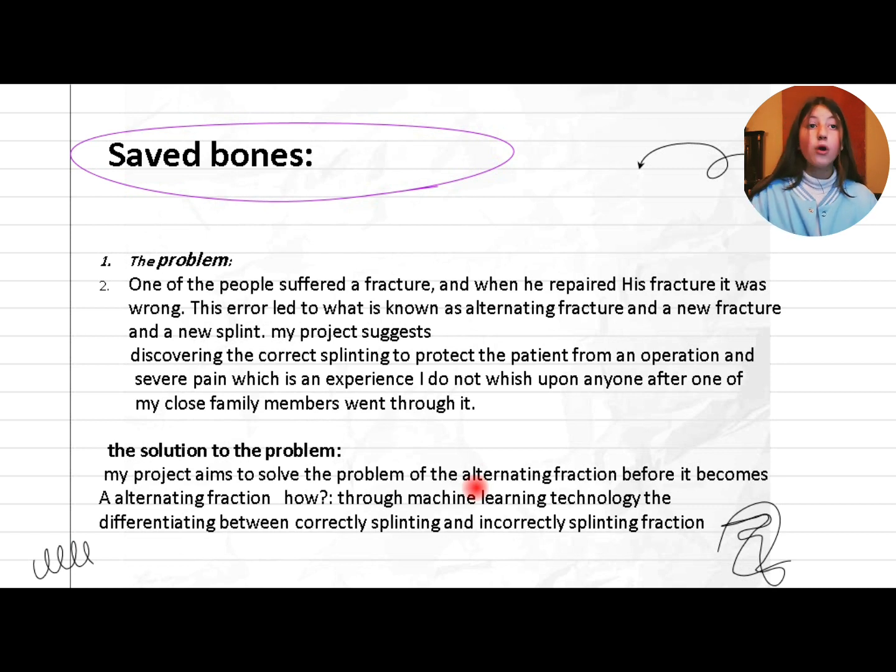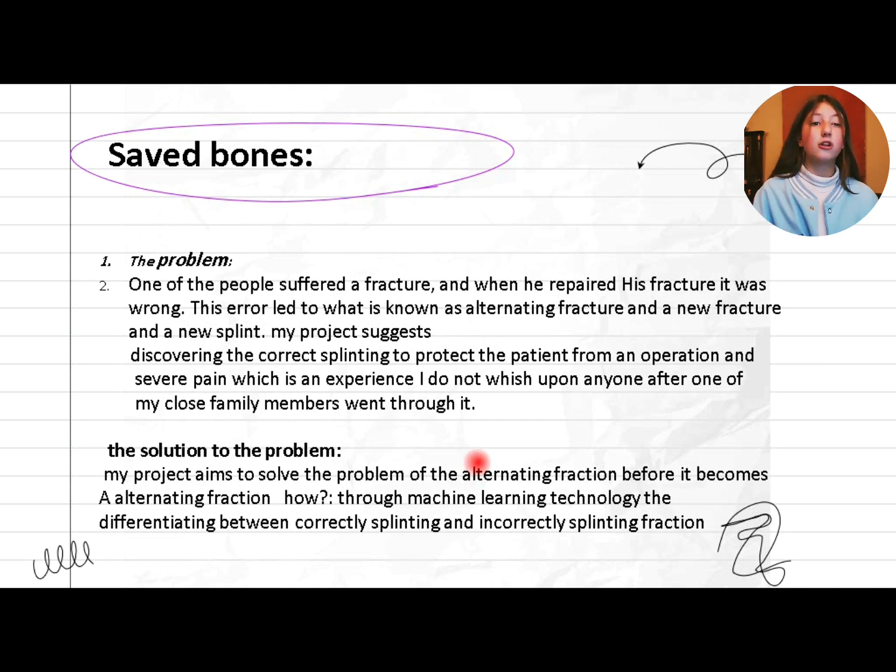Now, Saved Bones. The problem. One of the people suffered a fracture, and when he repaired his fracture, it was wrong. This error led to what is known as alternating fracture and a new fracture and a new splint. My project suggests discovering the correct splinting to protect the patient from an operation and severe pain, which is an experience I do not wish upon anyone after one of my close family members went through it.